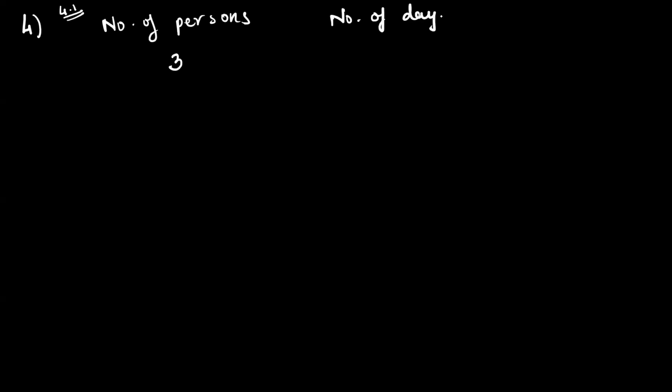In the fourth question of 4.1, they are telling us 3 persons can build a house in 8 days. Okay. So number of persons is 3 and number of days is equal to 8. To build the same house in 6 days, how many days are required? So let's take it as X. Okay, so this is the question.